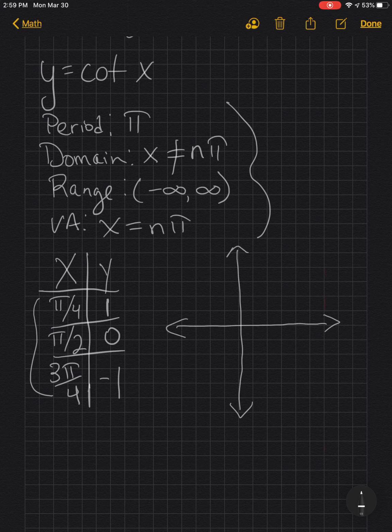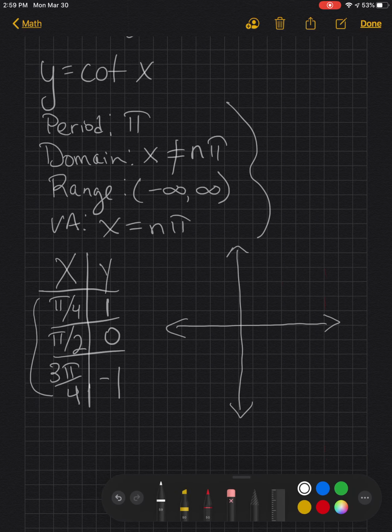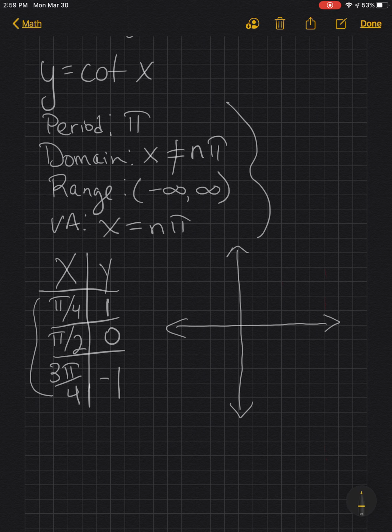All right. Let me use a different color. We'll use yellow here. And let's draw in our asymptotes. Again, what are our asymptotes? Vertical asymptotes at n pi. So that would be at 0, right? At pi, I'll skip by 3 here.